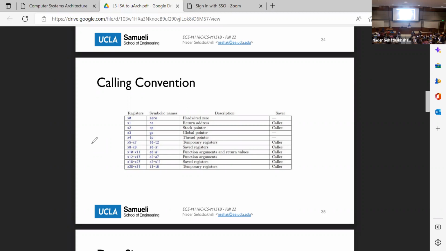Okay, so from now on, if you want to write assembly code, follow this table and follow the registers that you have to use for that. Like use the temporary registers and all those things. Okay. Any questions?